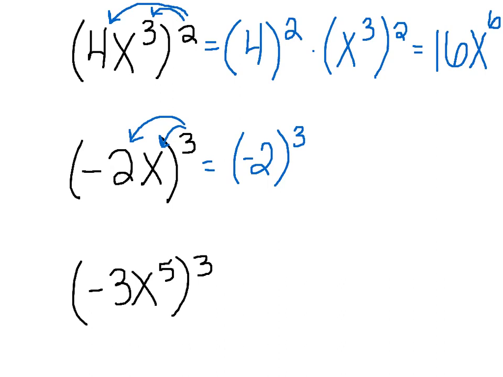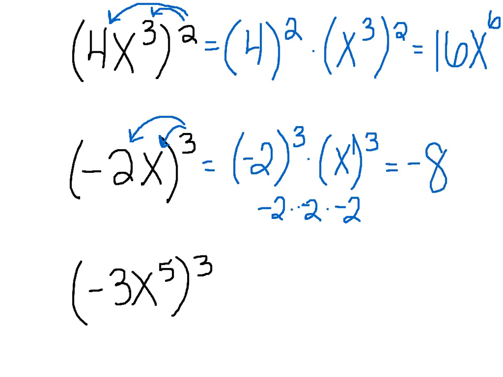So we have -2 to the third times x to the first, since there's no exponent, to the third. Well, negative 2 to the third, remember, it's not negative 2 times 3. It's negative 2 times negative 2 times negative 2. And this is going to be equal to negative 8x to the third power. Now I want you to try this last problem on your own. Pause the video, and then when you're ready, come back.